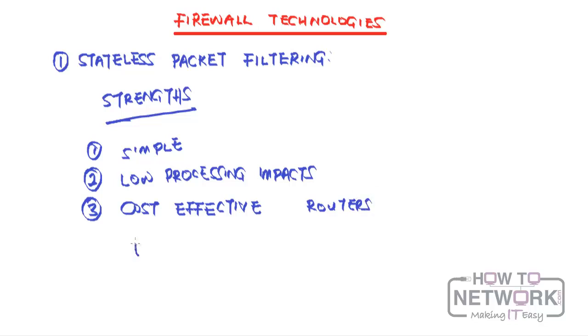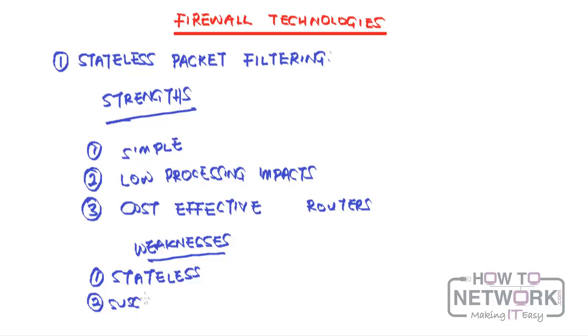Now let's talk about the weaknesses. Of course, the first weakness that we have is that it is stateless, meaning that it's not intelligent. It's not able to determine that a packet is part of an existing flow or is part of a new flow. Another weakness is that it is susceptible to IP spoofing attacks.